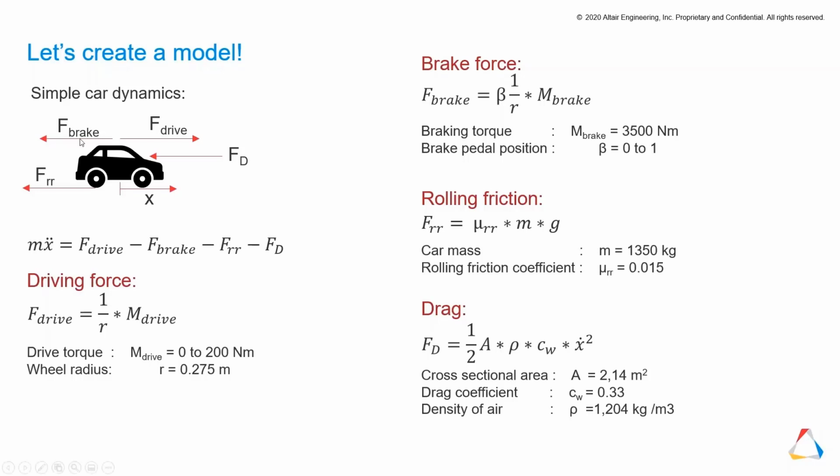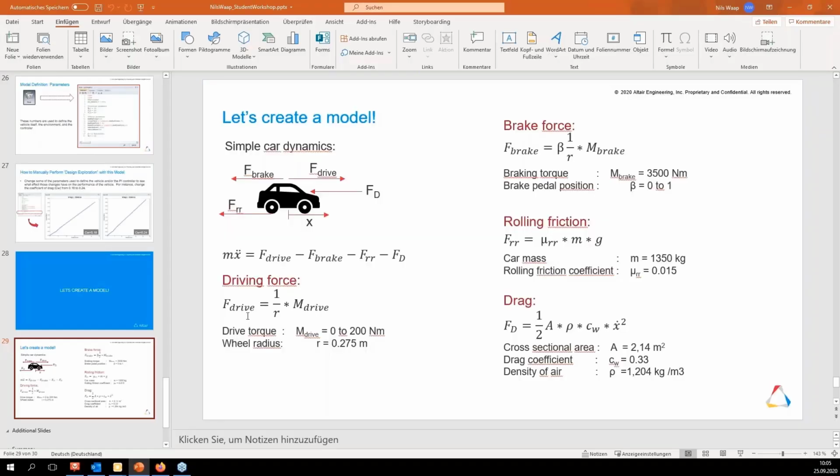As you can see here, we have this car, and the movement of the car is created by 4 forces: the brake force, the drive force, the drag force, and the rolling resistance force. We could see this as 4 components. This equation has 4 components. So we just start with the modeling.